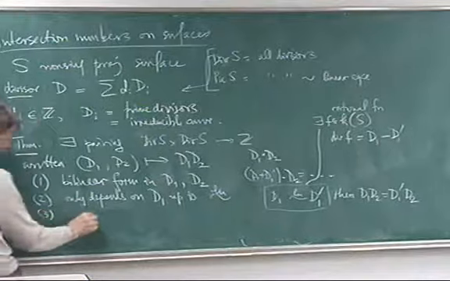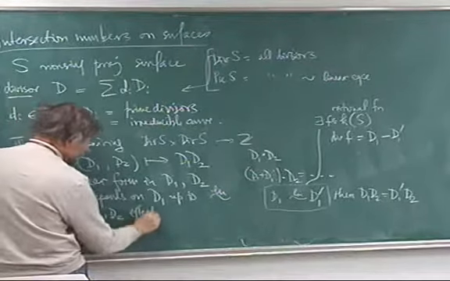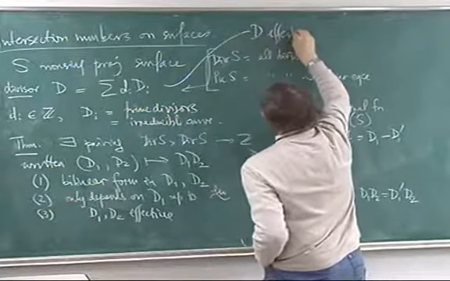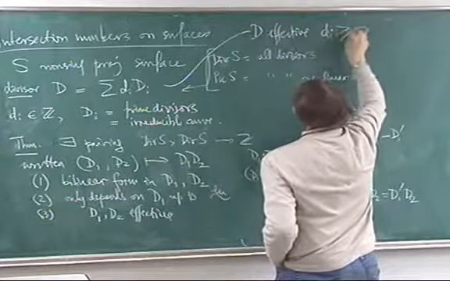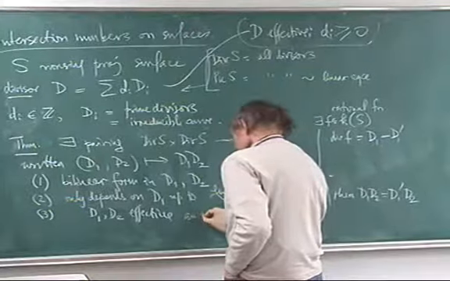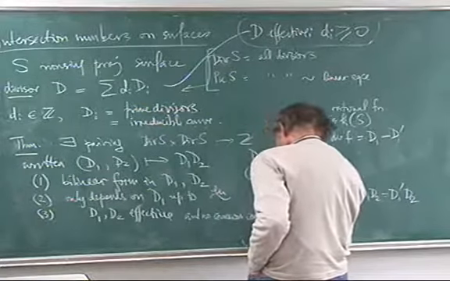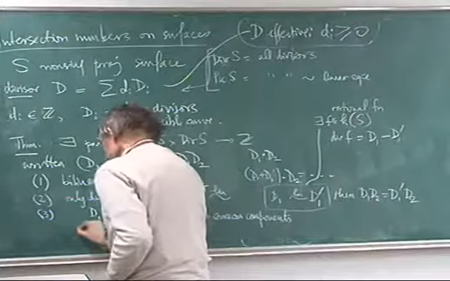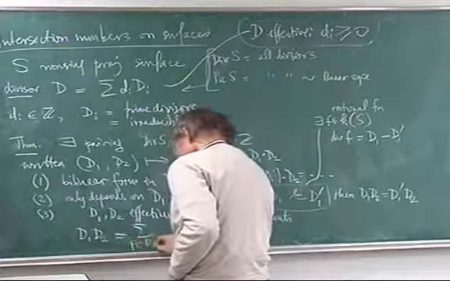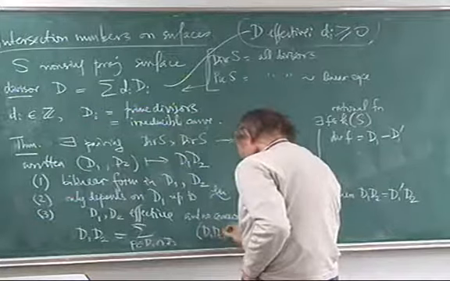So 3, if D1 and D2 are effective, where D effective means that all the n_i are greater than or equal to 0, and D1 and D2 have no common components, then D1.D2 is the sum over all the points P in the intersection of D1 and D2 of a local intersection number, (D1.D2) local at P.